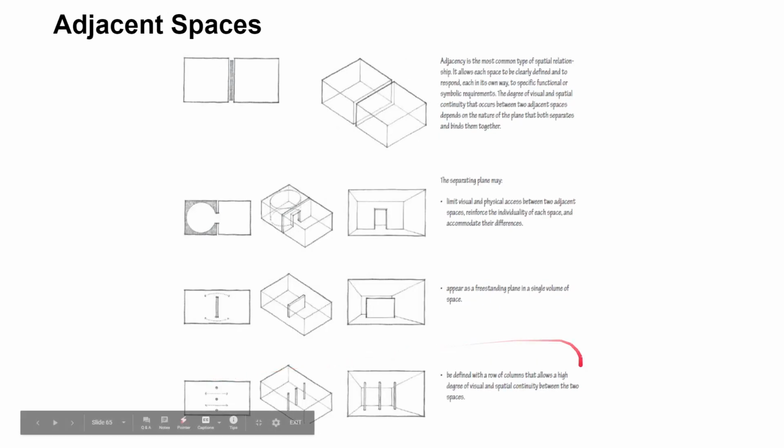So adjacent spaces. Adjacency is the most common type of spatial relationship. It allows space to be clearly defined and to respond in its own way to a specific function or symbolic requirements. So the degree of visual and spatial continuity that occurs between two adjacent spaces depends on the nature of the plane that both separates and binds them together.